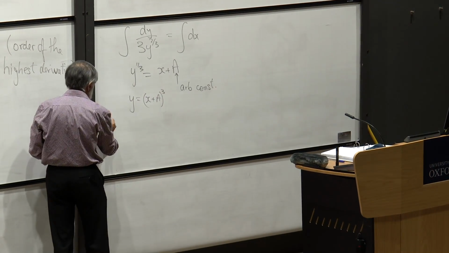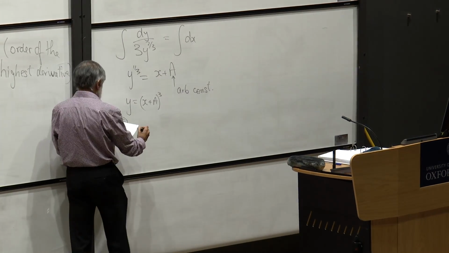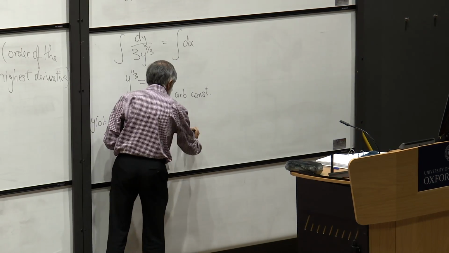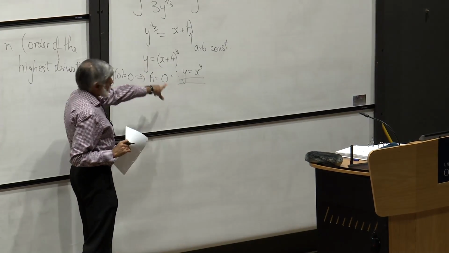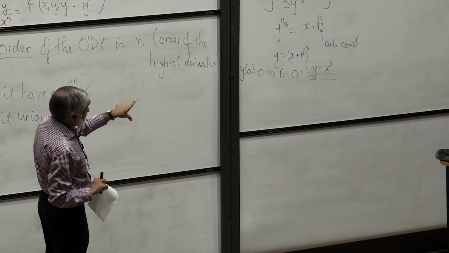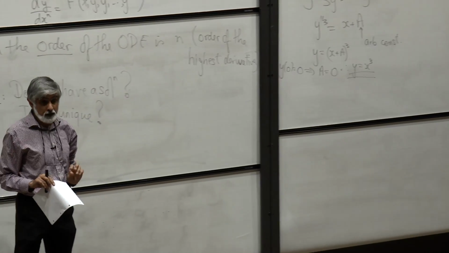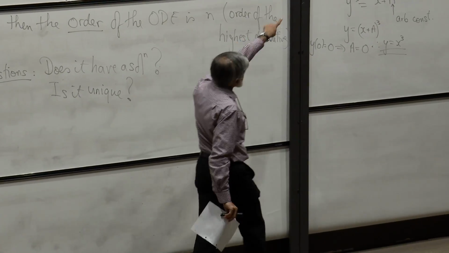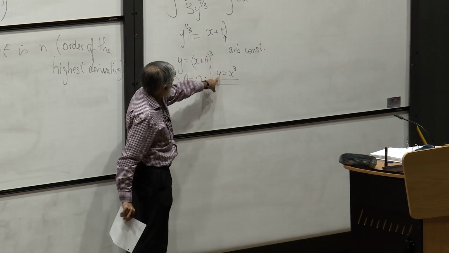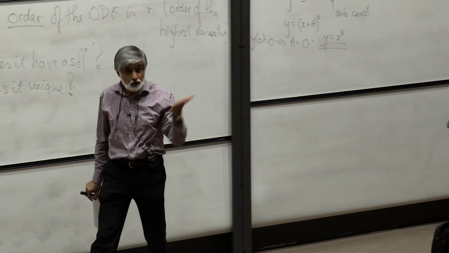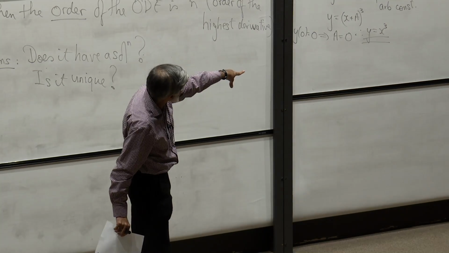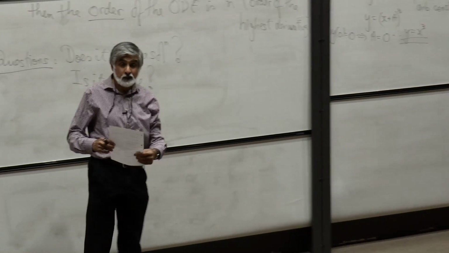And then the initial condition y of 0 equals 0 implies a is 0, and therefore y equals x cubed is a solution. You should always check that you haven't made a mistake anywhere. If y is x cubed, then dy by dx is 3x squared. And is 3x squared the same as 3y to the 2/3? Well, yes. y to the 2/3 is x squared, multiplied by 3. Does it satisfy the initial condition? Yes, y of 0 is 0. So there's a solution to the problem.